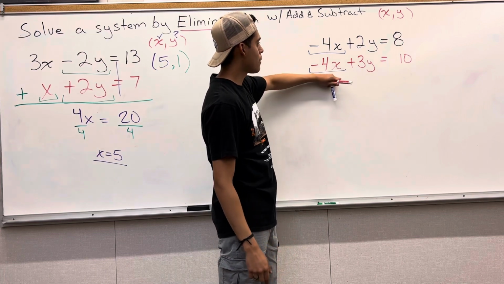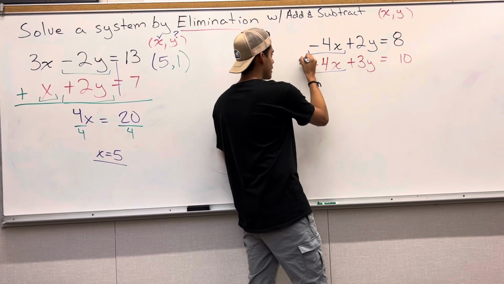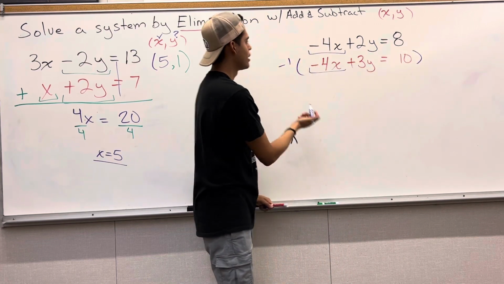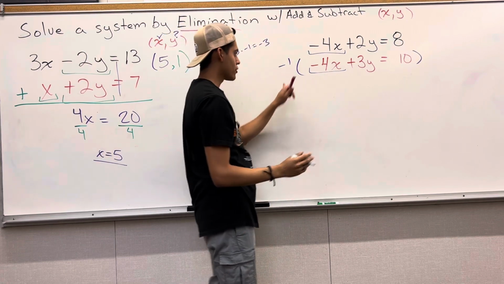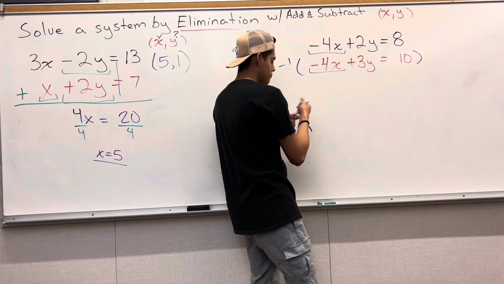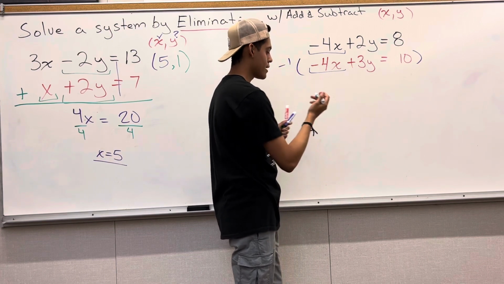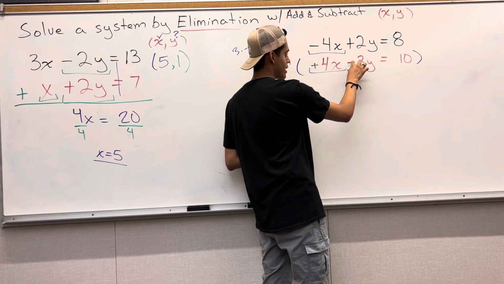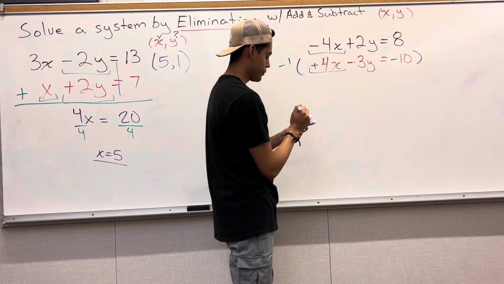So right here, this bottom one, we're going to multiply it by negative 1. And if you multiply anything by negative 1, like 3 times negative 1, you're just going to change the sign to negative 3. So that's what we're going to be doing. We're going to multiply negative 1 to every single one. So this negative 4x is going to be positive. This is going to turn into a negative because it was positive. This positive is going to turn into a negative. That's what that's going to do.